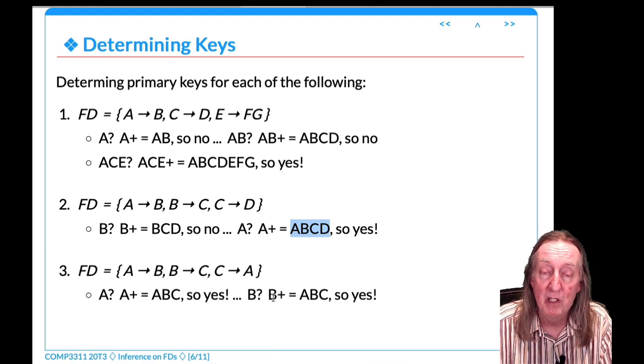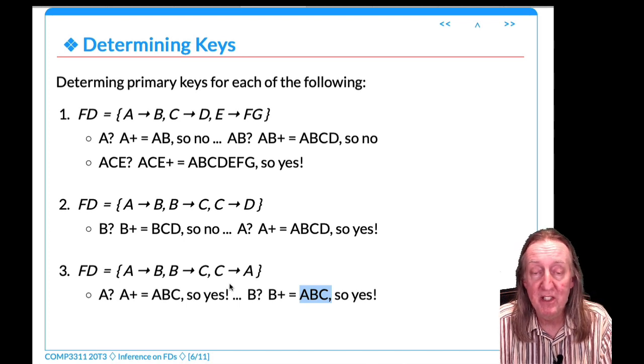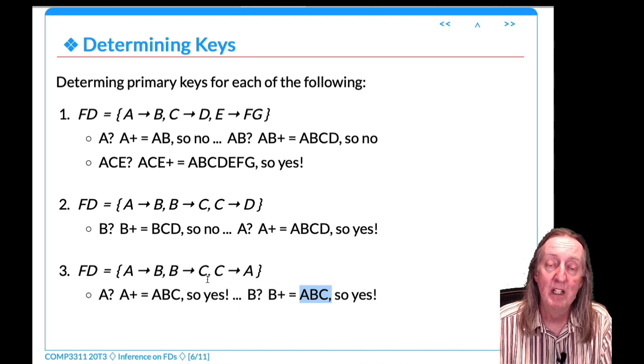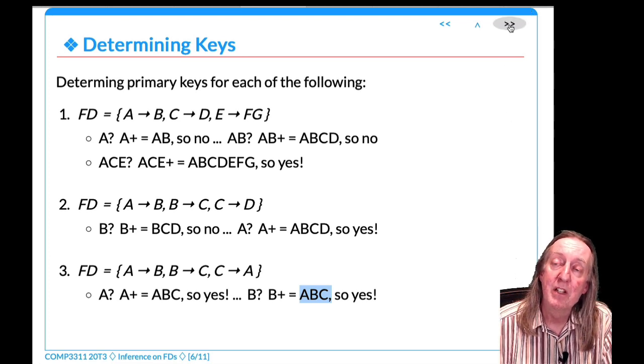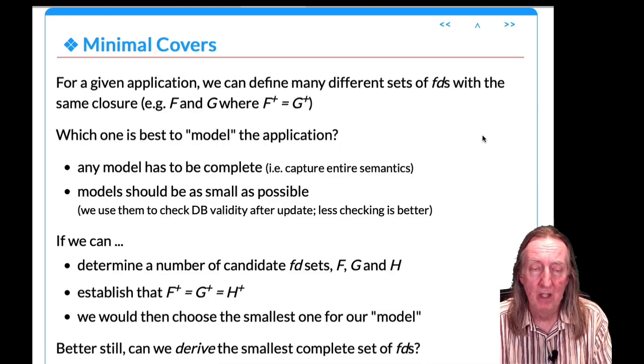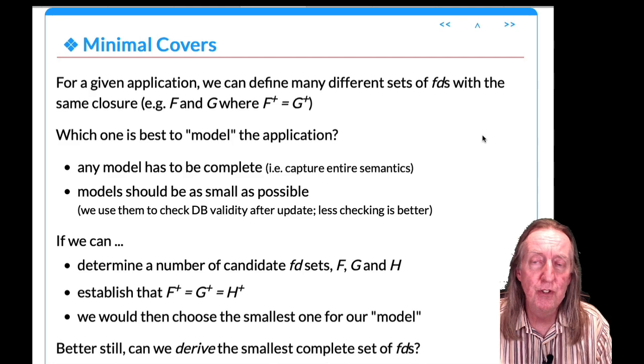So in this case, we look at B. B determines C, so we add C to the closure of B. C determines A, so we add A to the closure, and we end up with ABC again, so we've incorporated all of the attributes. So yes, B is also a key, and obviously C is also going to be a key, because it determines A and then A determines B. So you can use attribute closures to work out whether a particular set of attributes is a key. Alright, so that's it for closures.